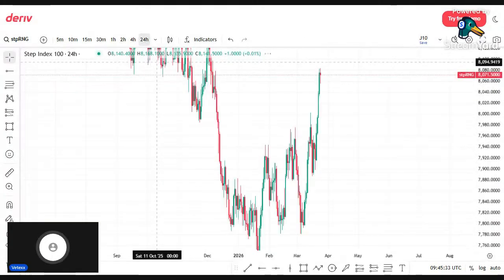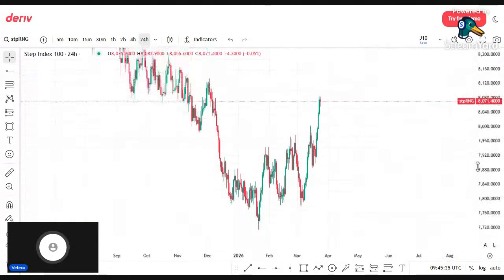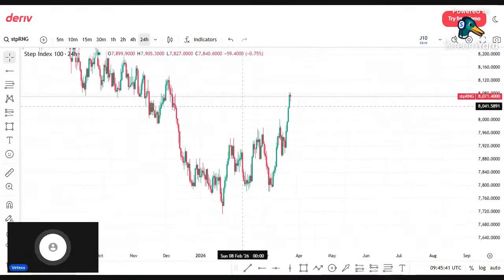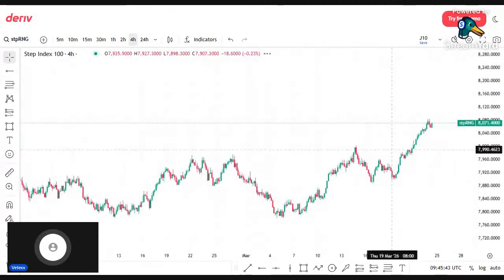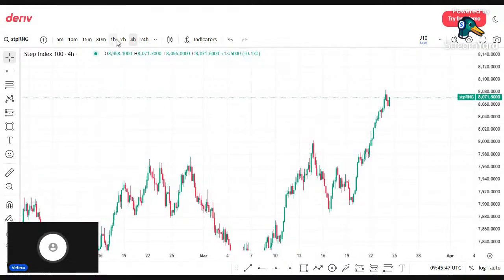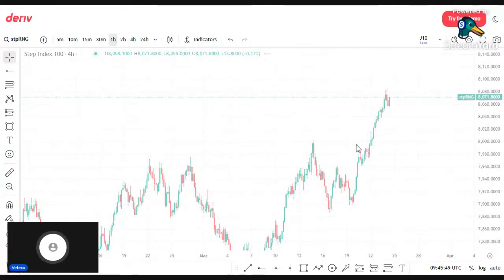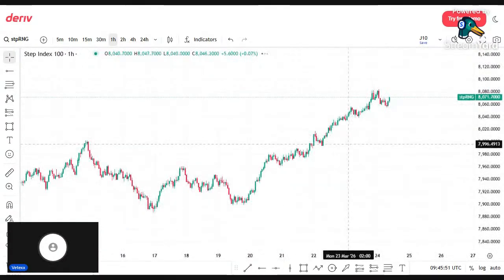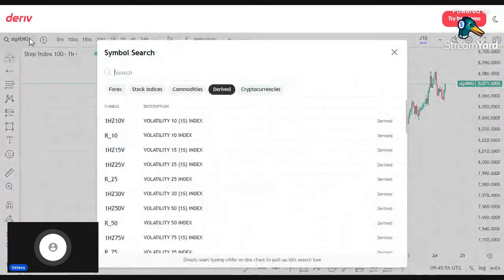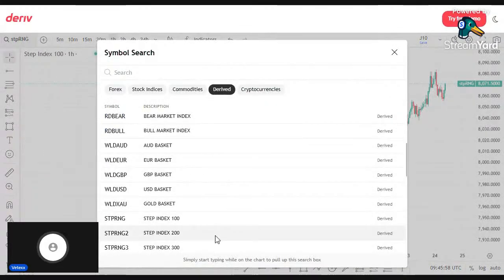Step 100 is bullish on the 24-hour time frame, but we don't have any continuation at this point. You go to the 4 hour time frame, no continuation. Price is not coming from anywhere, it's just buying to the upside. On the 1 hour time frame, same thing happening. So the next pair I'll be checking now is step 200 index.